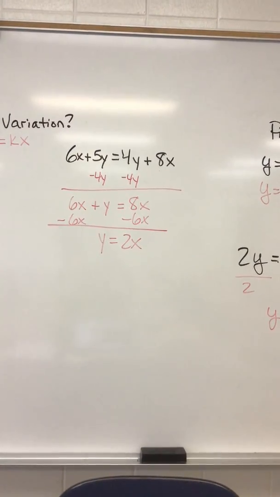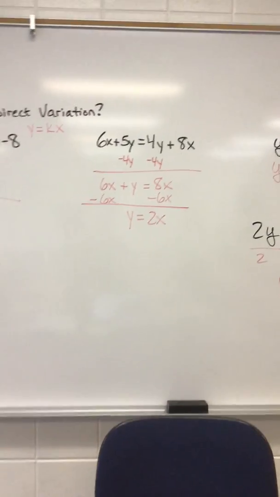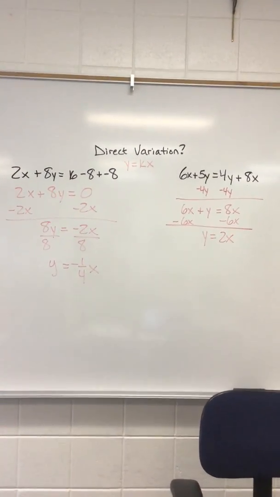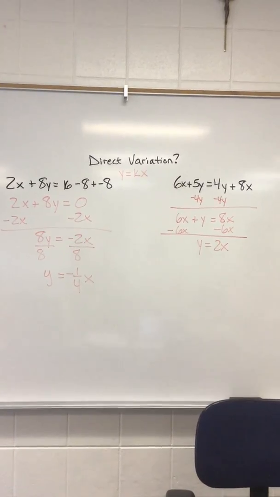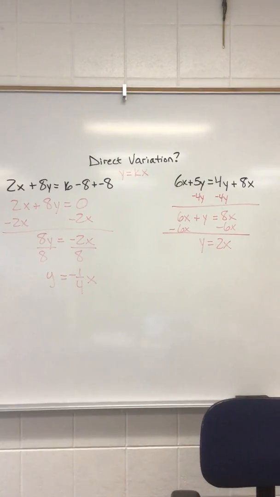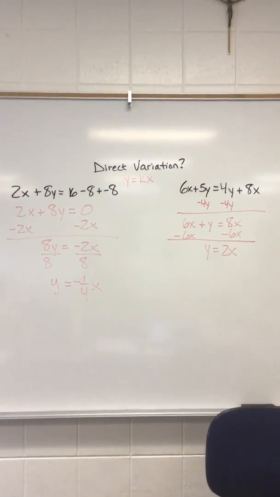These are both direct variation equations because I was able to execute any operations and solve for y, and the final equation was in the form y equals kx. So those are definitely direct variation equations.